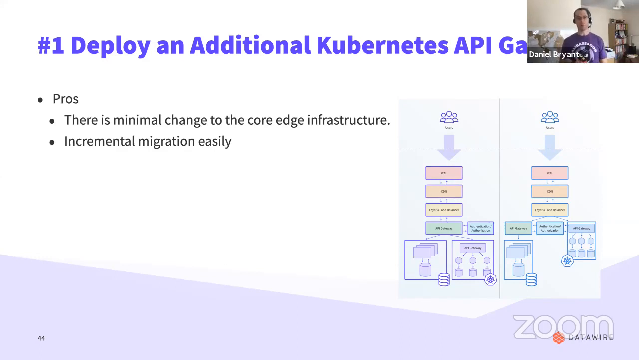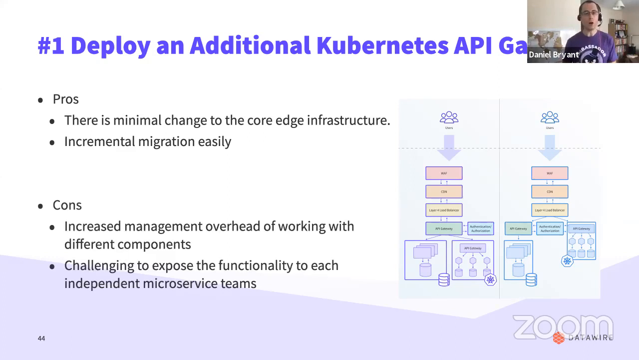The pros are obvious with this. There's minimal changes to the core edge infrastructure. Your core edge stack of all the stuff that's running outside of Kubernetes stays the same. Incremental migration's easy. There's low risk of things blowing up because you're tacking a new thing on the end basically, or to the side. The cons: you're now working with two API gateways.